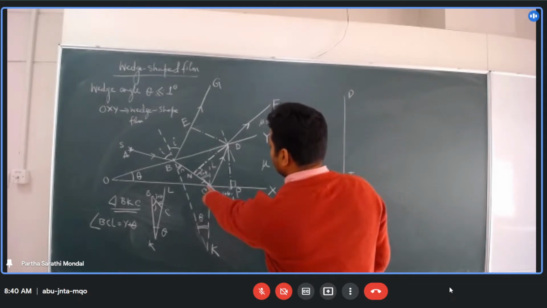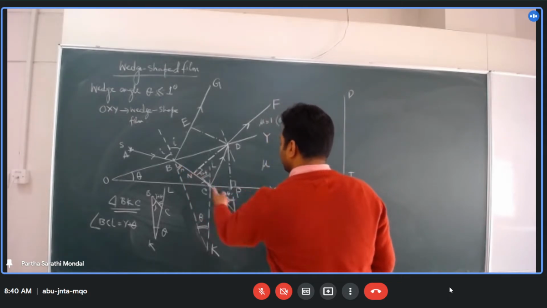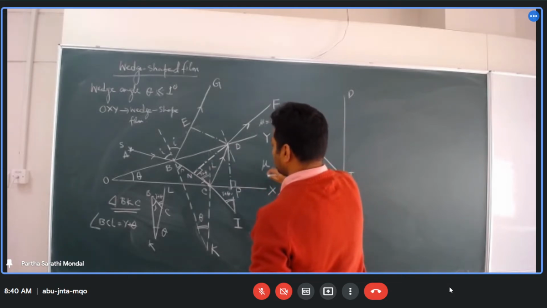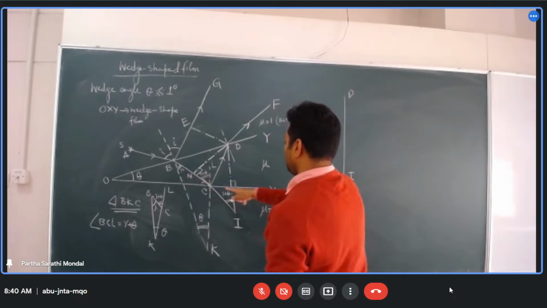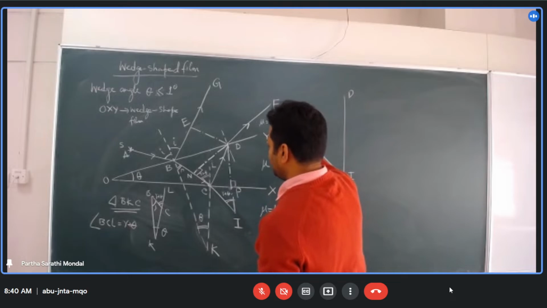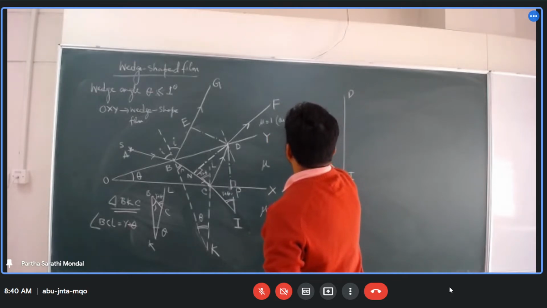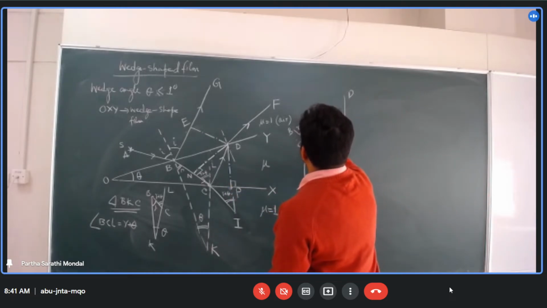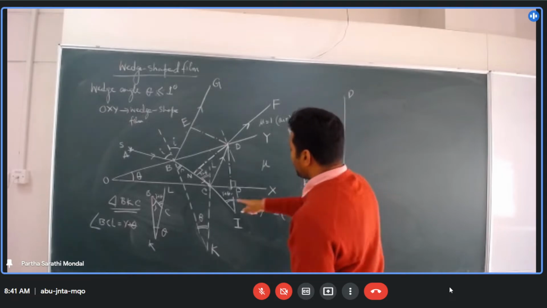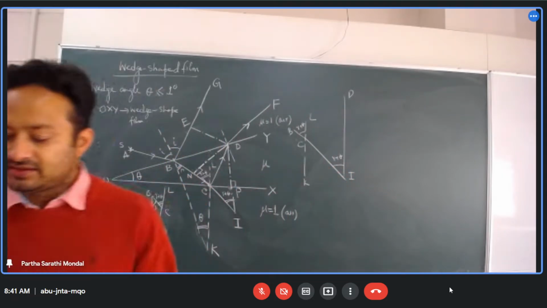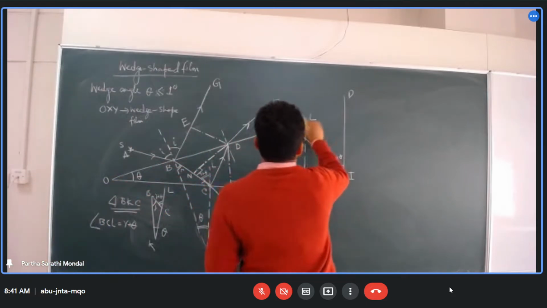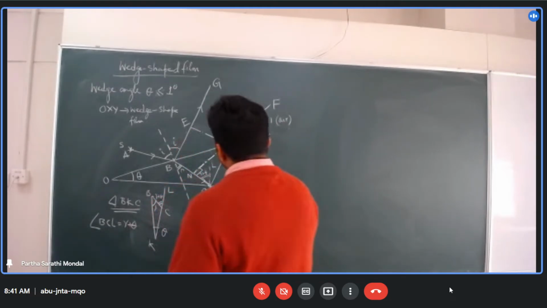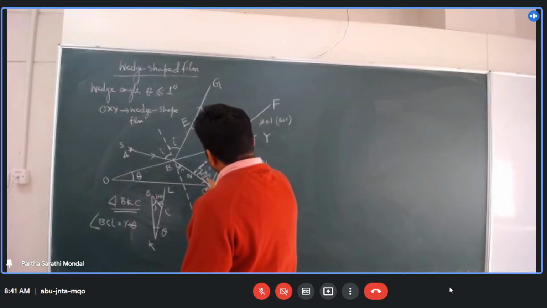Okay, so now you see this is a straight line. BI is the straight line. So this is your B, this is C. Now if this angle is r plus theta, then this angle will also be r plus theta. So that's why this angle is also r plus theta. So that means this angle is also r plus theta.